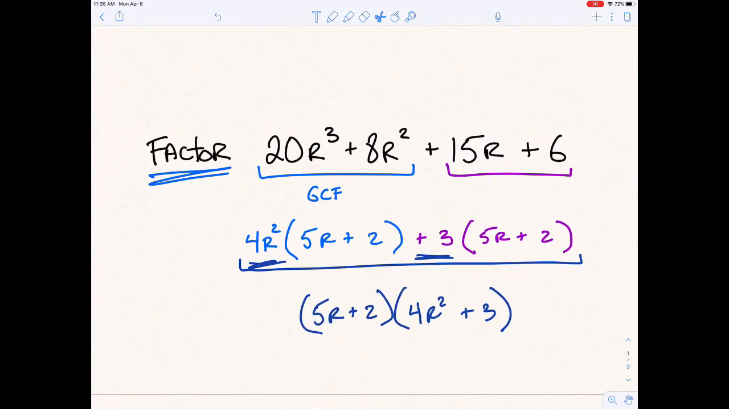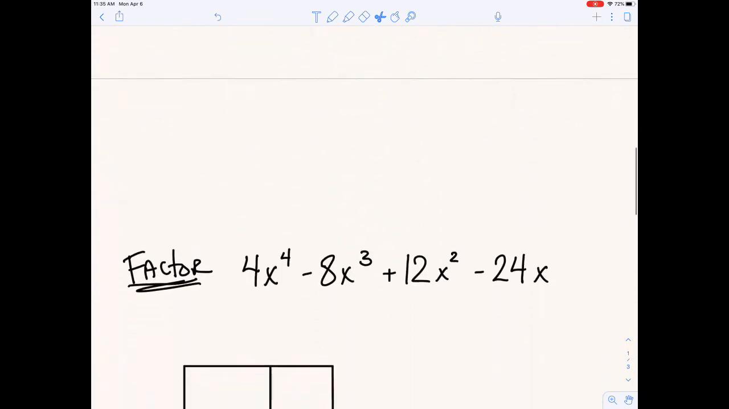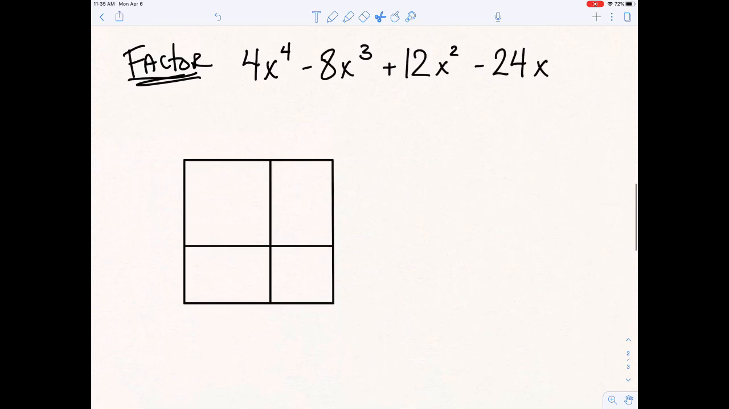So for those of you that want to try it differently, you can. I'm going to go ahead and say that this would be a good spot to pause and try this one, and then come back to me when you're ready. So you could try this using the area model or try it using that technique I just did with the GCF, but give it a try and then come back and check it out with me.